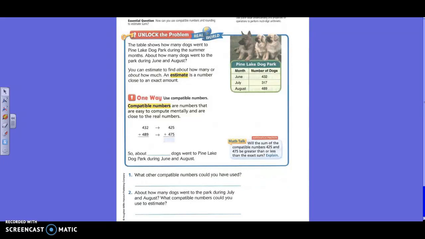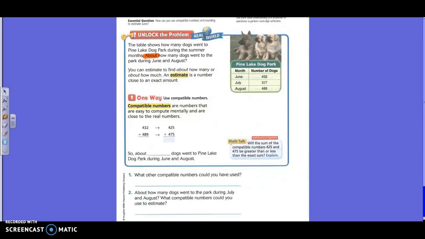Okay, boys and girls, this word right here tells you you are going to estimate. You're not going to find the exact answer. You're going to find an answer that might be close. Could be to the nearest 10, okay?